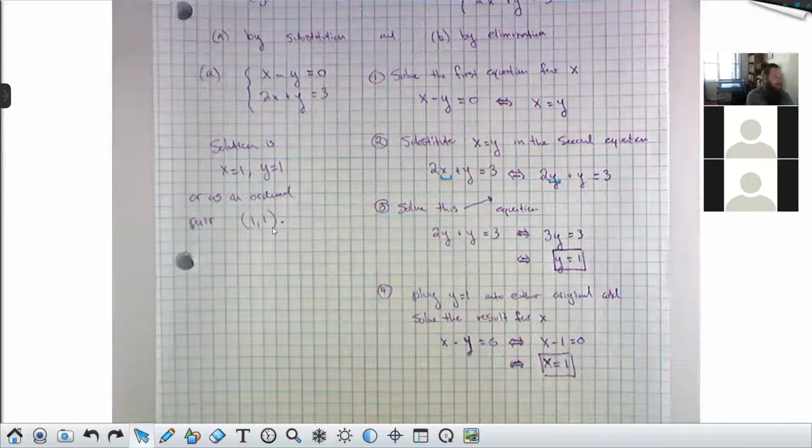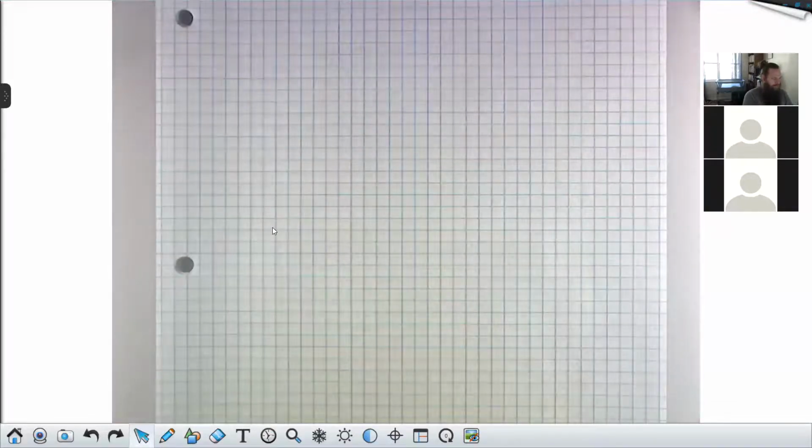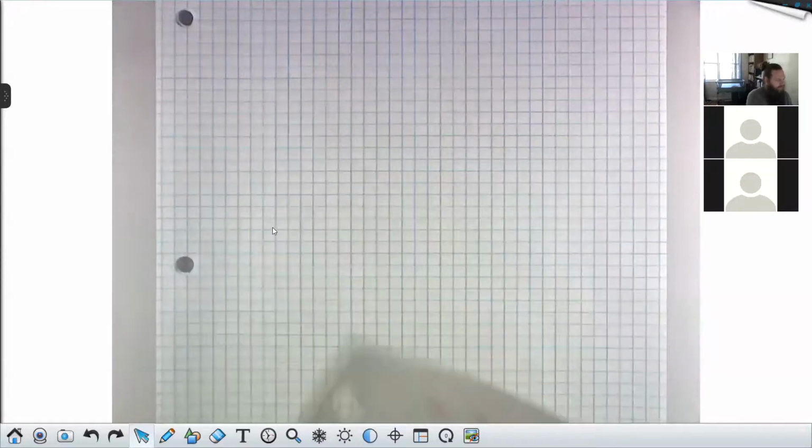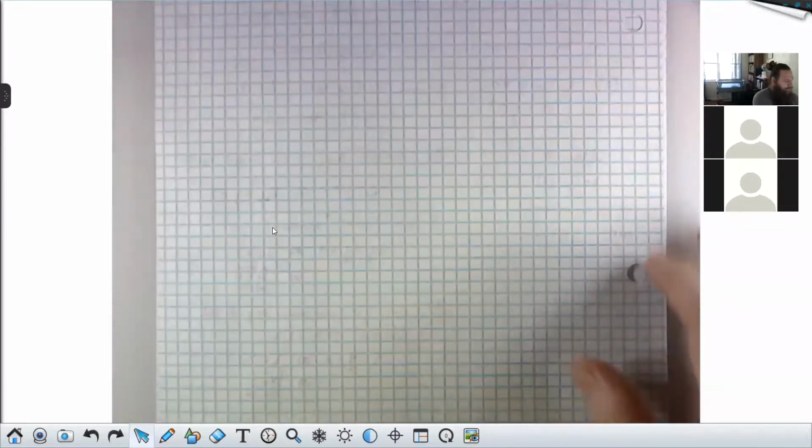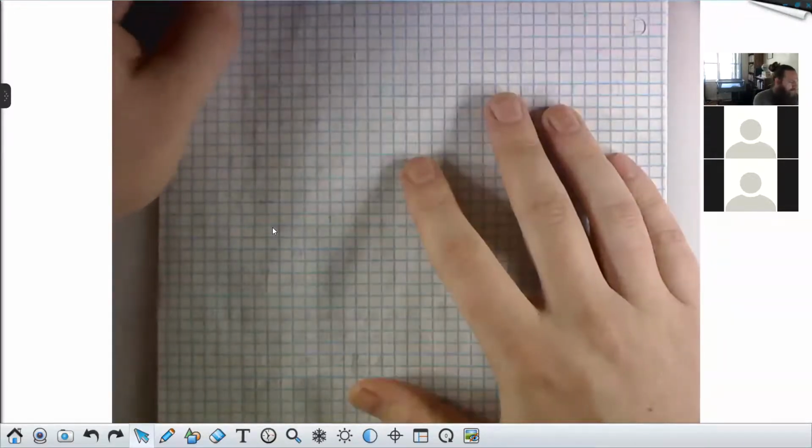Okay. I'm now going to solve the same system using elimination. How bad is this bleed through? It's not too bad. All right. X minus y equals 0, 2x plus y equals 3. So here's part B.